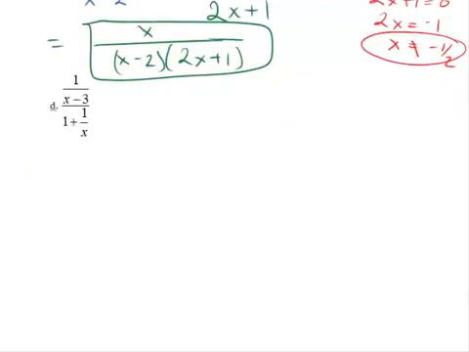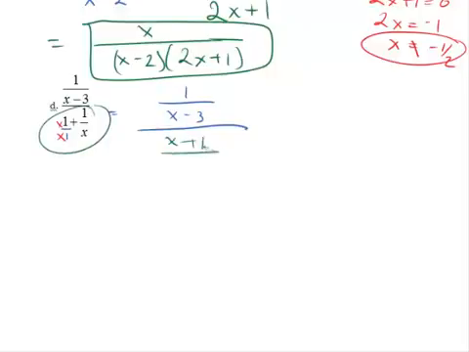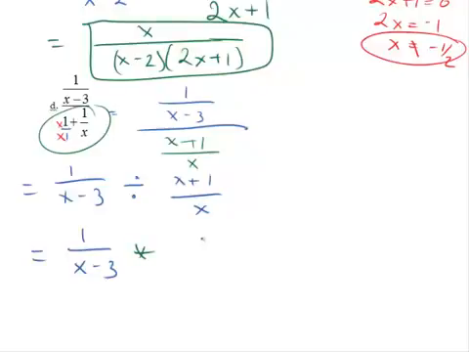And one more. So again, think of this as being 1 over 1. We need a common denominator of x. Top is already set to go. So we end up getting, let's see, this guy here is going to turn into x plus 1 over x. So 1 over x minus 3 divided by x plus 1 over x. And now the reciprocal. And now we can combine.